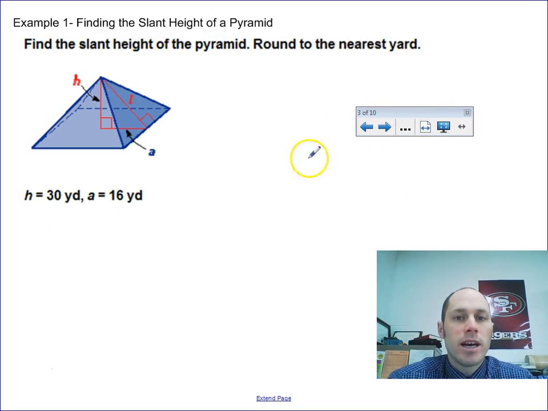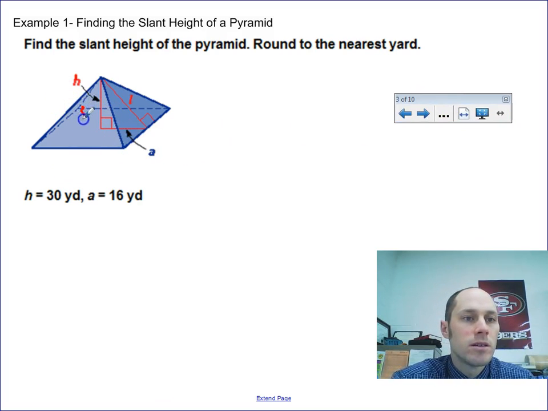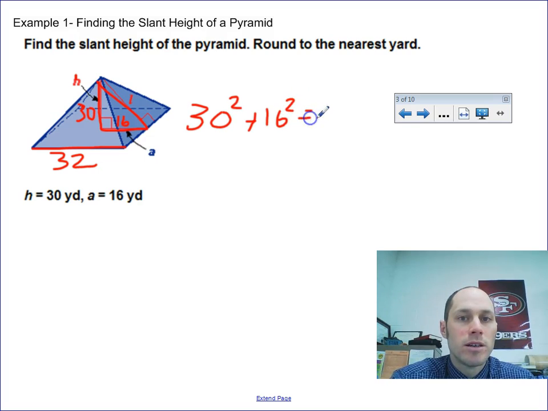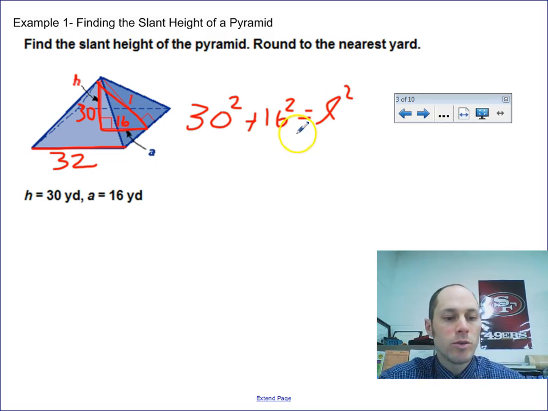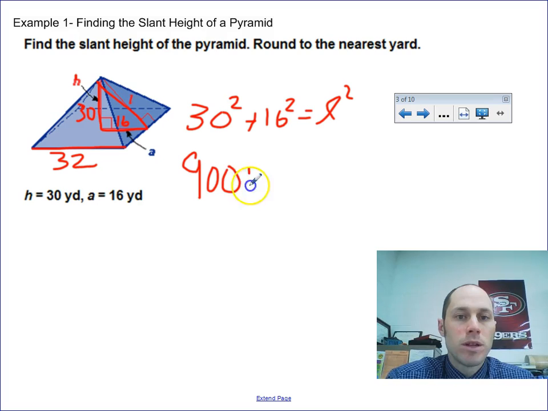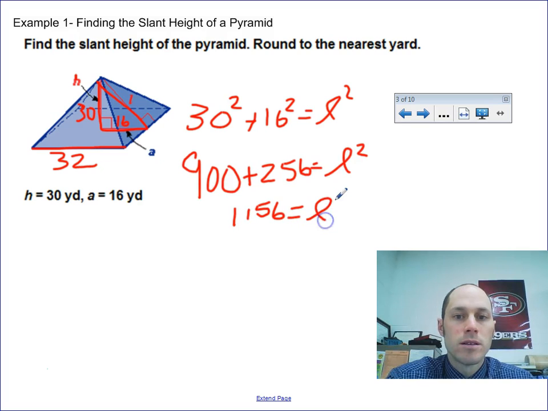So first of all, let's calculate the slant height of this pyramid. We know that the height is 30 and this part is 16, which would mean this base would be 32. So really we've got this triangle, 30 and 16 and L. So 30 squared plus 16 squared equals L squared. It's always important to know what information we have and what we're trying to find. So 900 plus 256 equals L squared, and that'll be 1156 equals L squared. And so then we just take the square root of 1156, which would be 34. So L would be 34. That would be our slant height for this one.